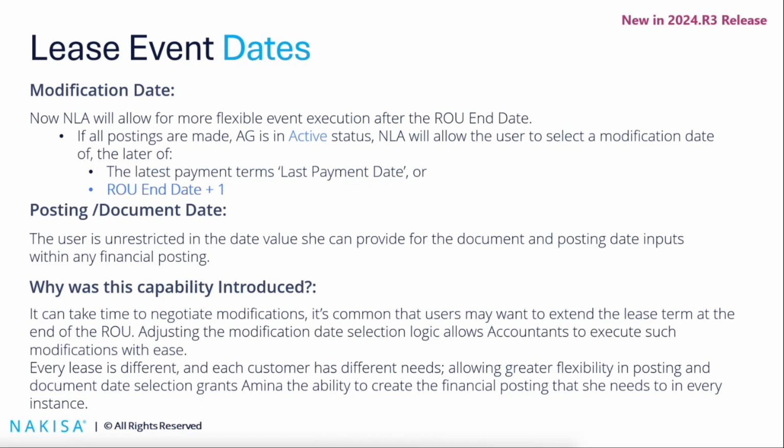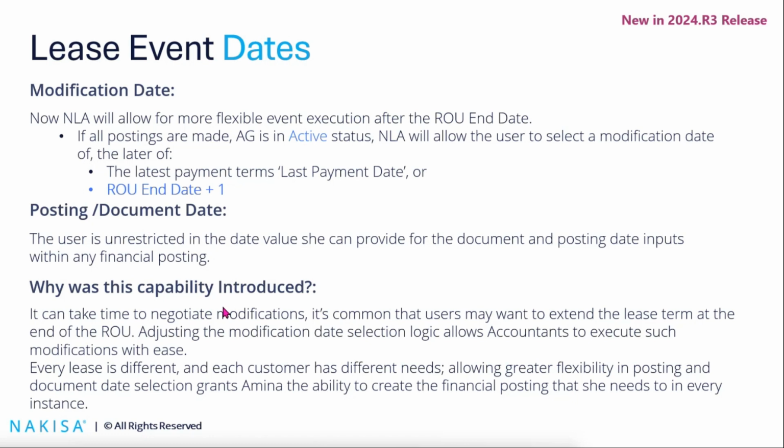You do not need to reverse the last postings of the last period. You can simply add an extension by adding the terms at the LC level, and then running the event at the activation group. The user is unrestricted in the date value they can put for the posting date and the document dates.